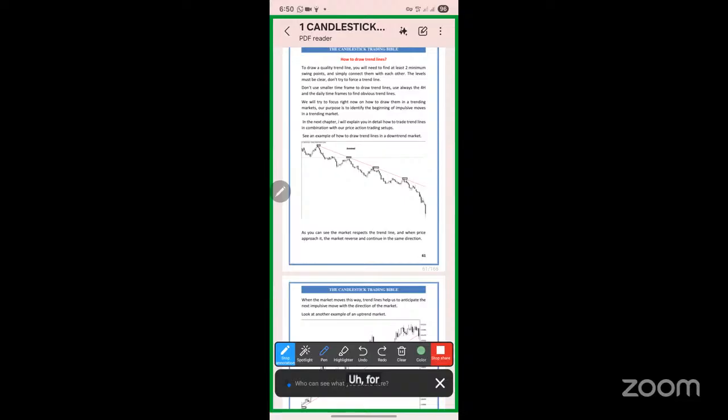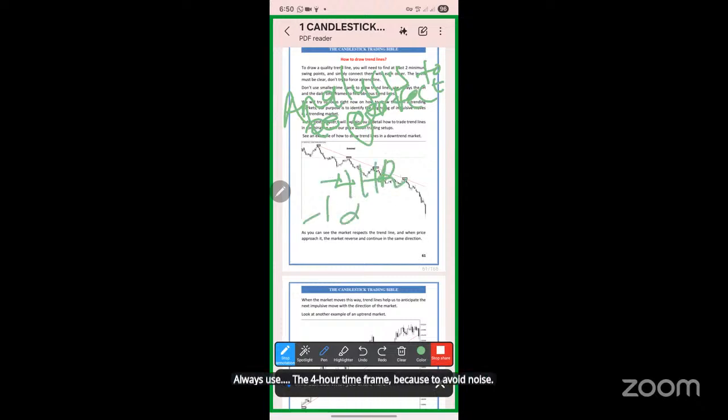For your analysis, to try to be perfect, nobody's perfect, we always use the 4-hour time frame to avoid noise, and at the same time, the 1-day time frame. That's what we use. And we draw support and resistance, or we draw a trend line.